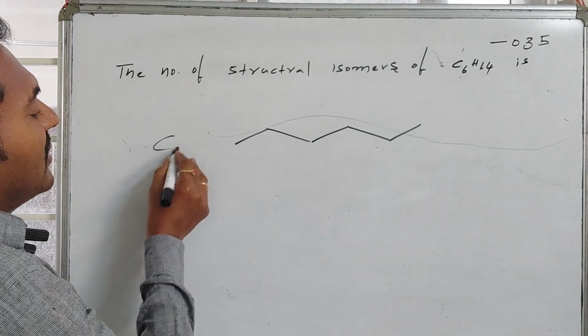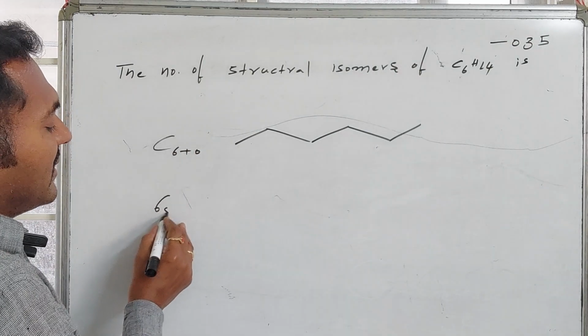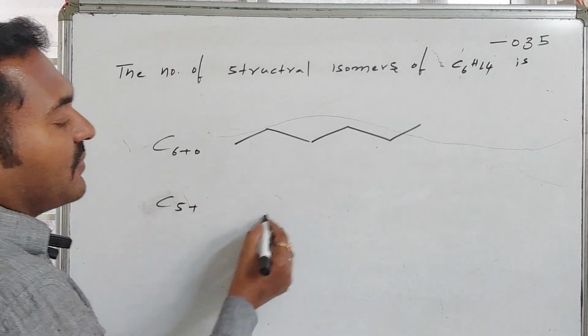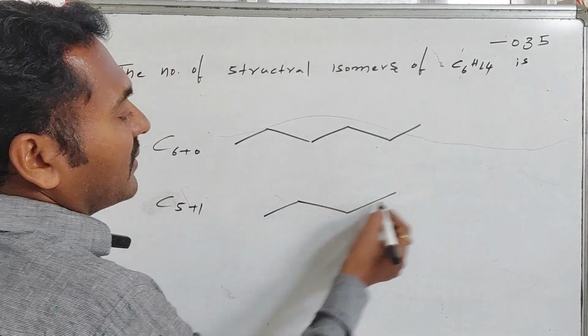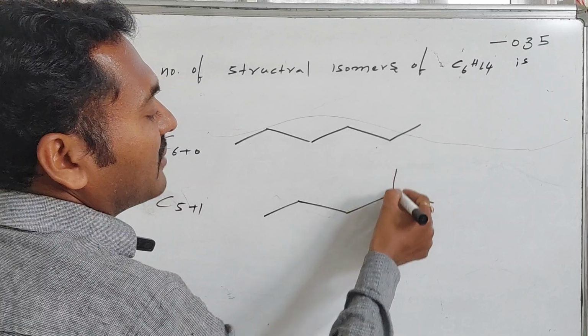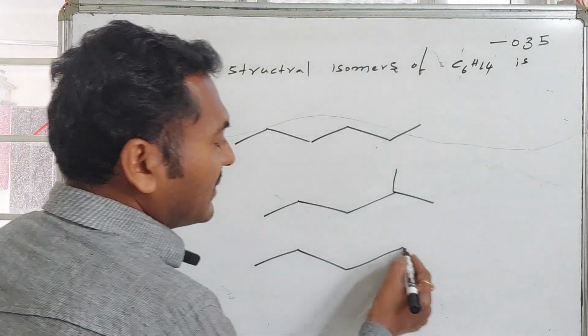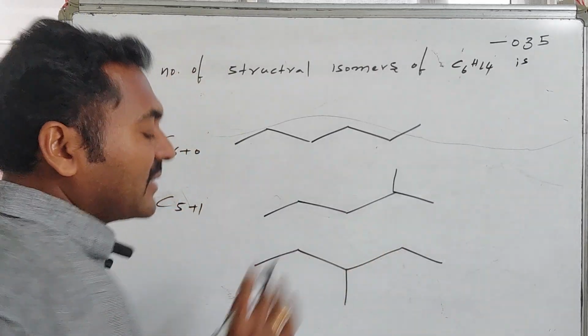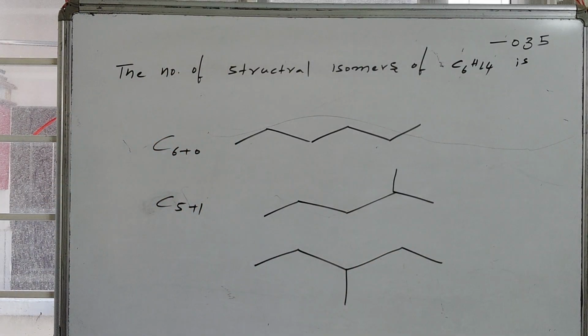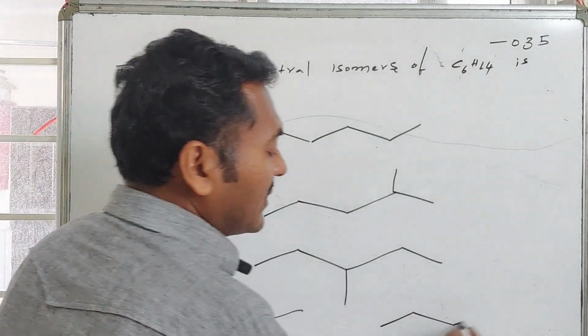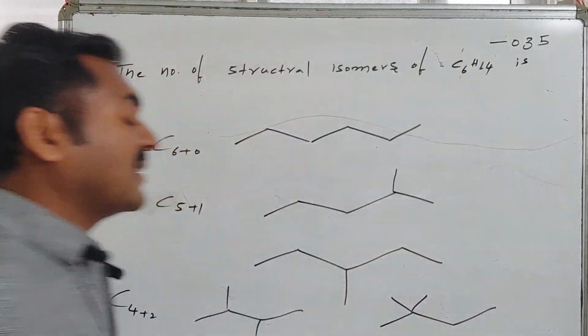Whereas this is the 6 plus 0 combination. I can write it as the 5 plus 1 combination. That is 5 on the linear chain followed by 1 methyl that may be present here. And there also we can write, that is 5 on the linear chain followed by 1 methyl present here. The remaining 2 cases become the same. I can write it as the 4 plus 2 combination, 4 on the linear chain followed by 2 methyls like this. Otherwise 4 on the linear chain followed by 2 methyls like this.